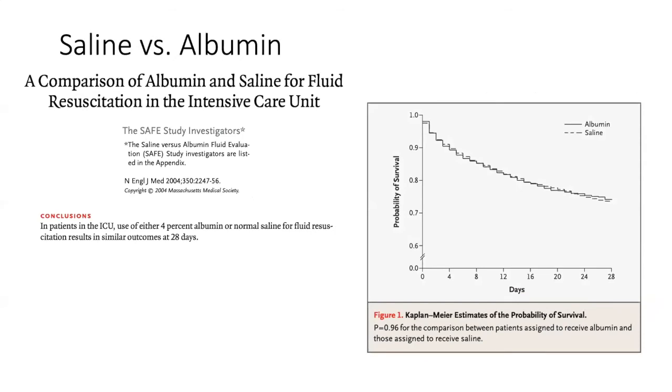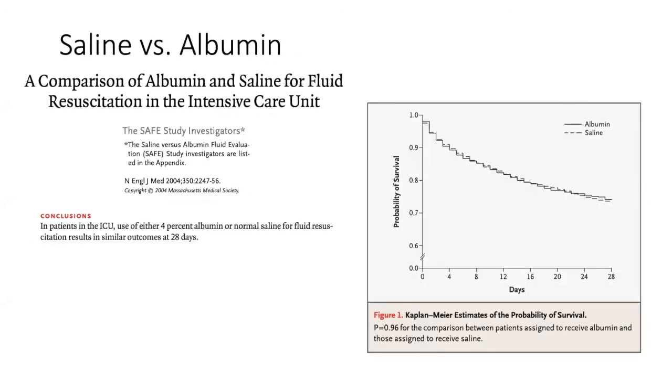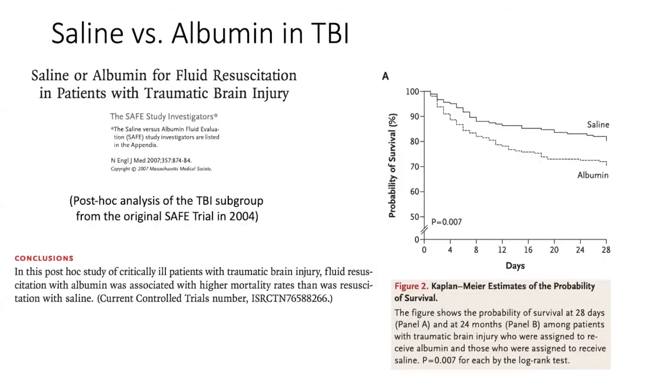This is a similar study; this was their follow-on study, the SAFE investigators. This is the older study that really was the genesis of all this. Also, again, no difference between saline and albumin, and no real major differences in important subgroup analyses. The follow-on study using a post-hoc analysis of the TBI subgroup in the SAFE trial showed that albumin may be harmful in the setting of TBI. So that's one setting in which you could be interested in not giving a patient albumin as opposed to a simple crystalloid bolus.